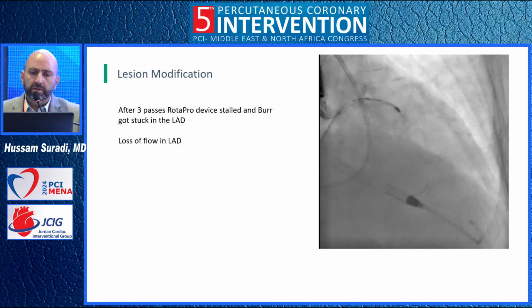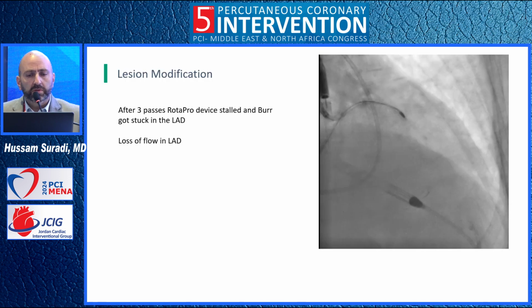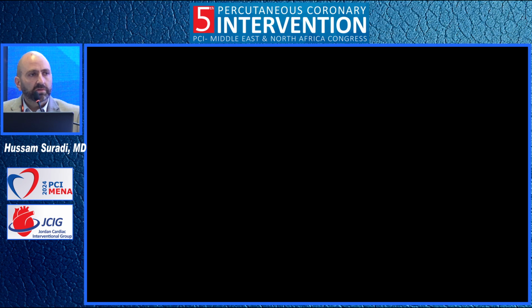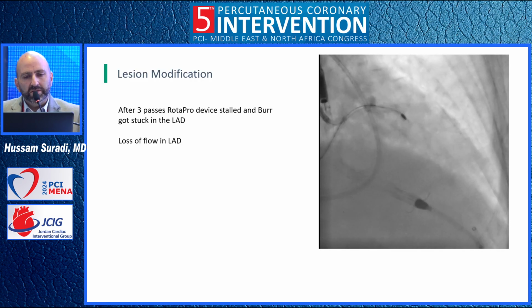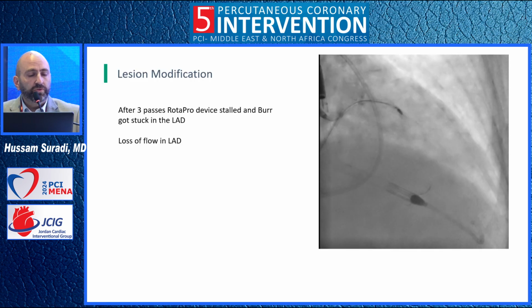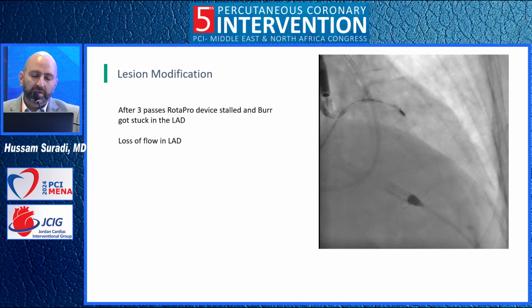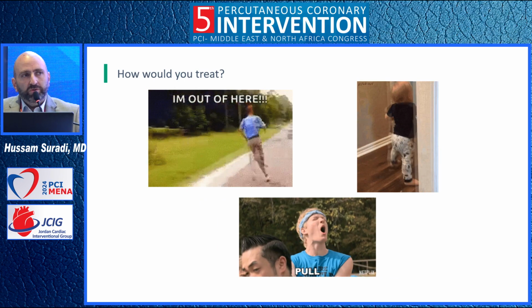But anyways, he started with doing an atherectomy, and suddenly the rota stalled and got entrapped. So now the Burr is stuck, is fixed, is not rotating. It's in the mid vessel. There's no flow in the LAD. Luckily, we have the Impella in, still maintaining perfusion. And the patient was stable, no chest pain. So the question is what to do now.